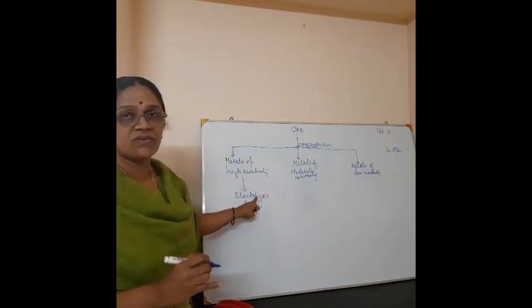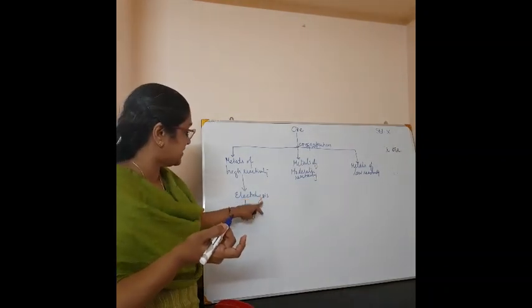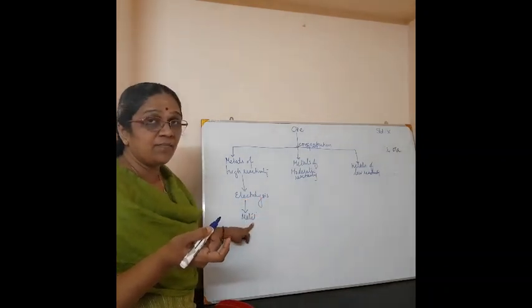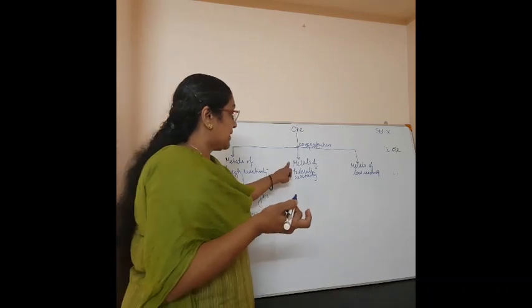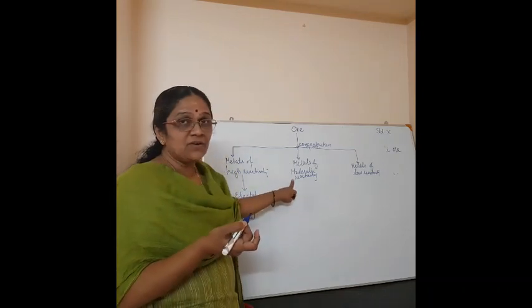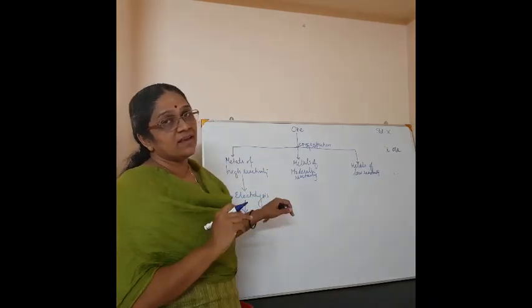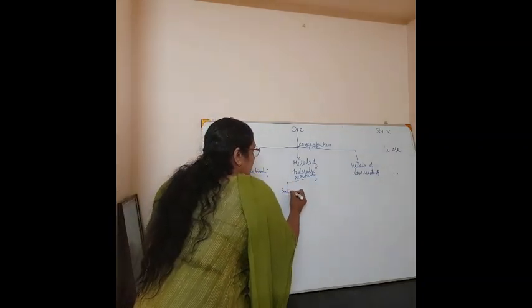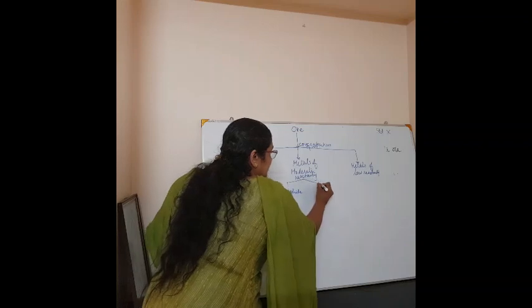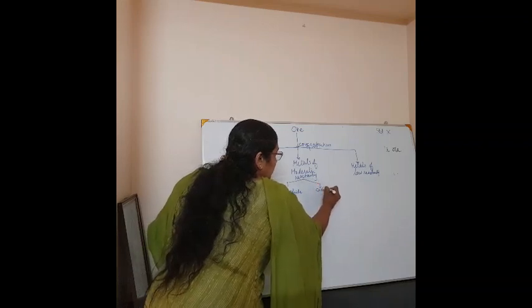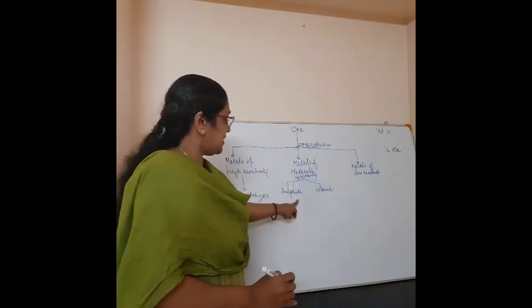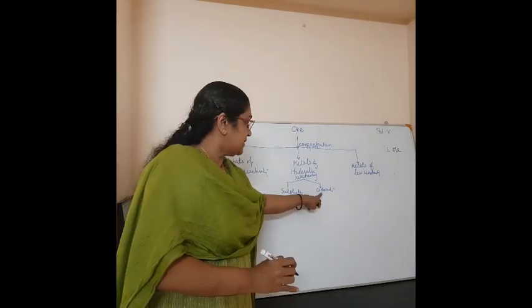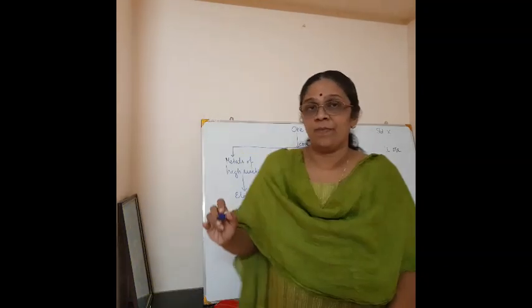From the electrolysis of molten chlorides or fluorides, you can get the metal. Now, coming to the metals of moderate reactivity, two types of ores are there here. One is a sulfide ore and the other is a carbonate ore.